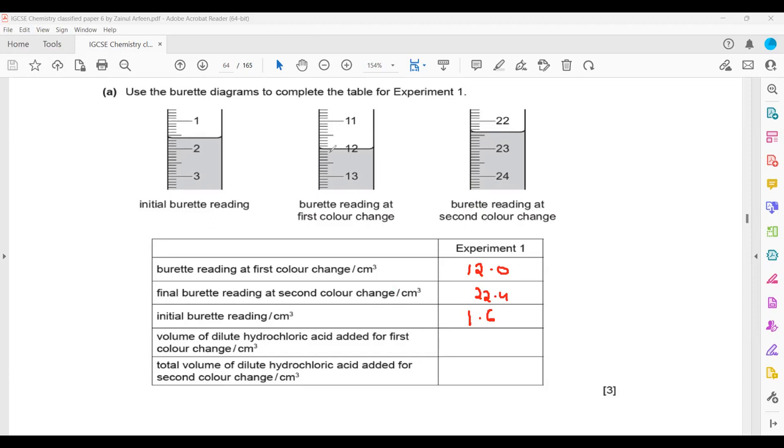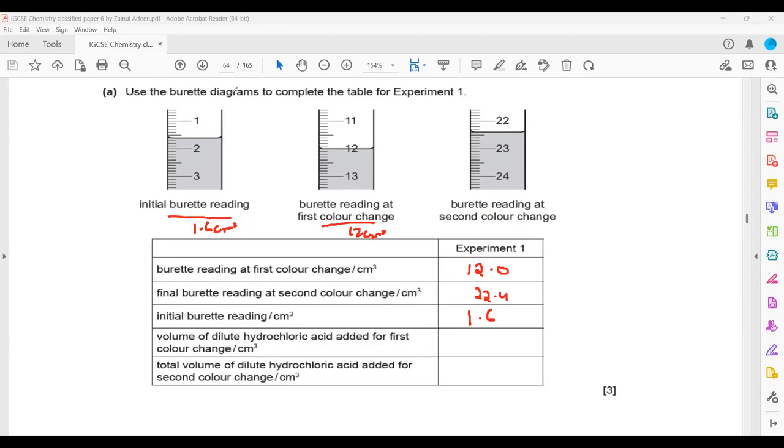Now, volume of hydrochloric acid for the first color change. This was originally, and this is how much the difference is there between these two volumes. It was originally filled to 1.6 cm³, and when there is a color change, the burette reading was 12.0. So how much difference is there? How much liquid is removed?